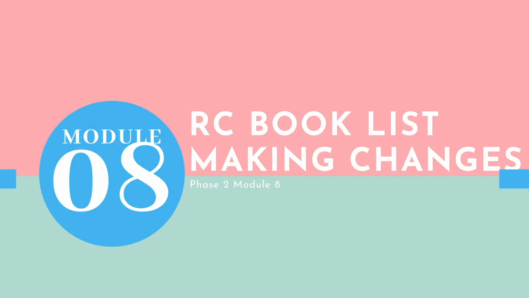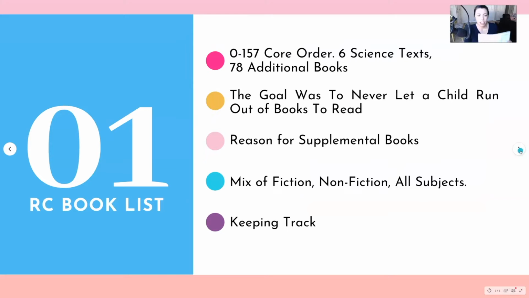Welcome back to Module 8, where we talk about the RC book list and also how to make any changes to the list. So let's talk about the RC book list. It goes from book 0, which is the foundational book, the King James Bible, all the way to book 157. So this is the spine of the whole curriculum, the core order. The RC Course of Study says that if a child can get through all these books, as well as all the math texts and the science texts, then they are considered a well-educated person.